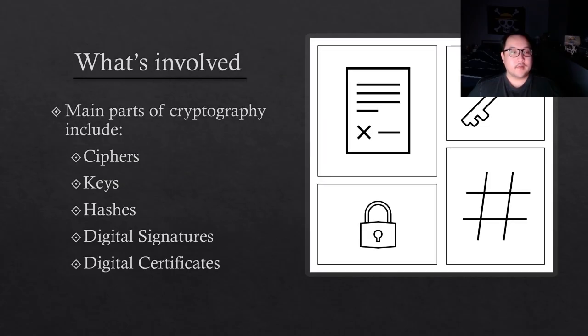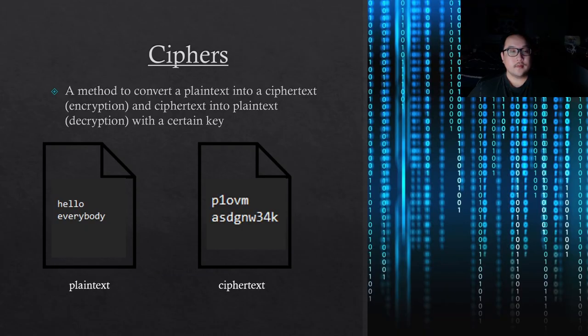So, what's involved in cryptography? Main parts of cryptography include ciphers, keys, hashes, digital signatures, and digital certificates. Ciphers. Ciphers are a method to convert a plain text into a ciphertext. This is encryption, and then ciphertext back into plain text, decryption, all using a certain key. So as you can see, plain text is just a regular text that you can read, and a ciphertext is after going through some permutations, makes the text unreadable.